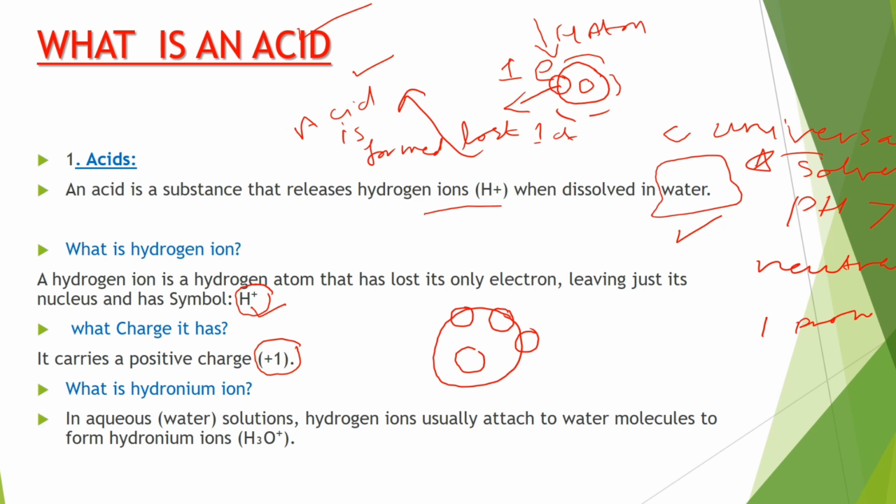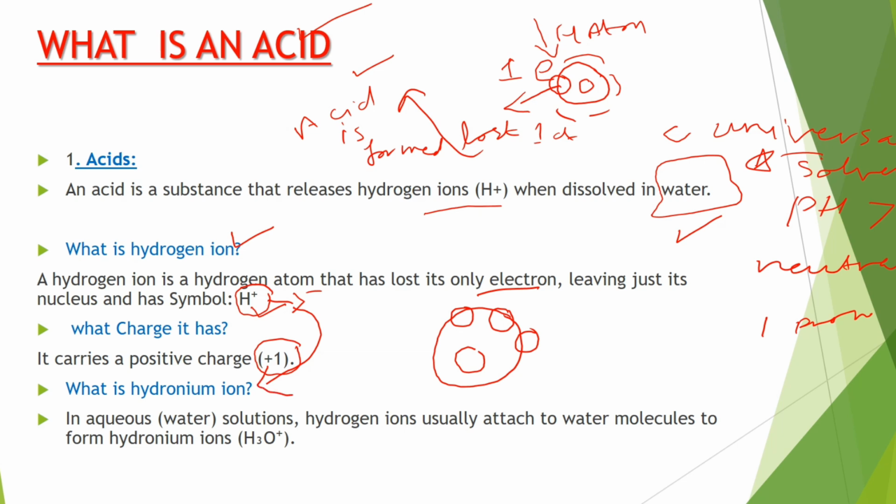From this definition you would understand what a hydrogen ion is. Whenever a hydrogen atom loses its only one electron, it produces a hydrogen ion. But the hydrogen ion is not universally stable. It quickly shifts itself into the hydronium ion.